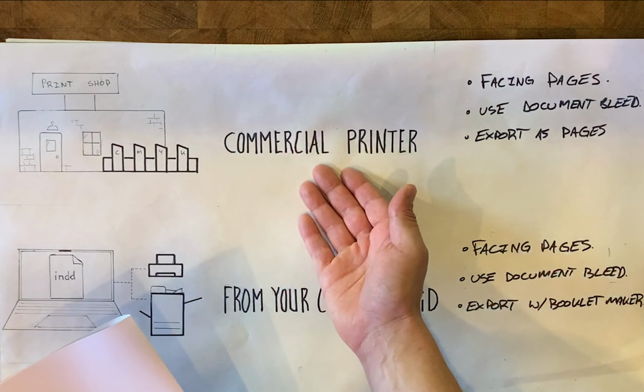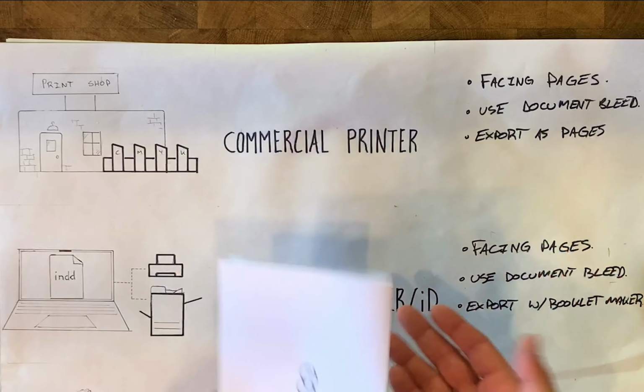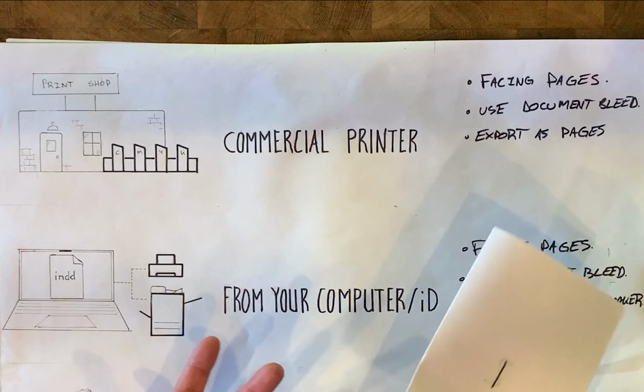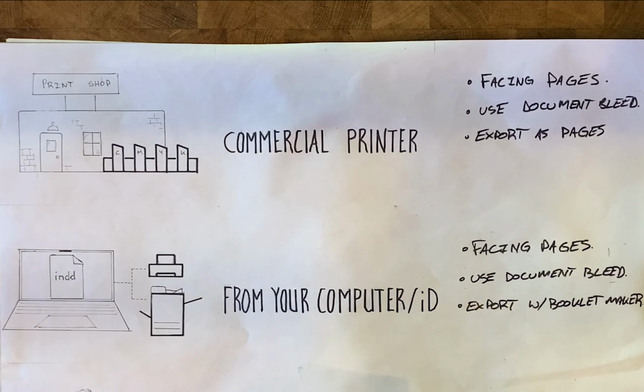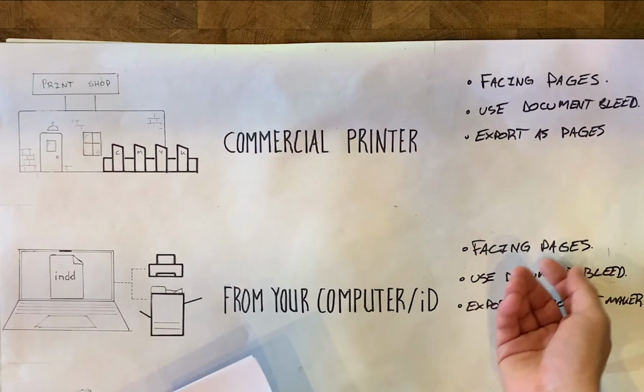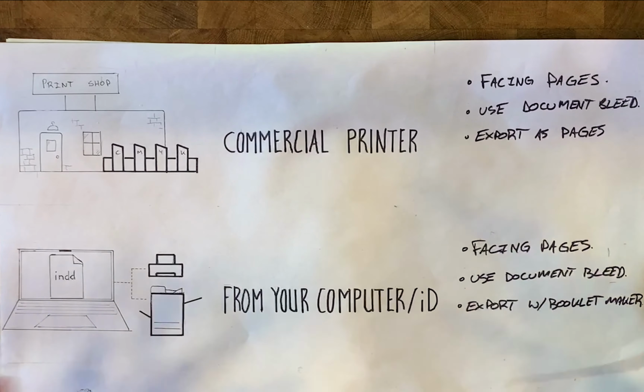Occasionally you'll have a commercial printer who wants a slightly different setup. The important thing is that you just ask, okay? You can say, hey, I'm gonna set this up as facing pages with document bleed, and I'm gonna export as pages. Does that work for you?